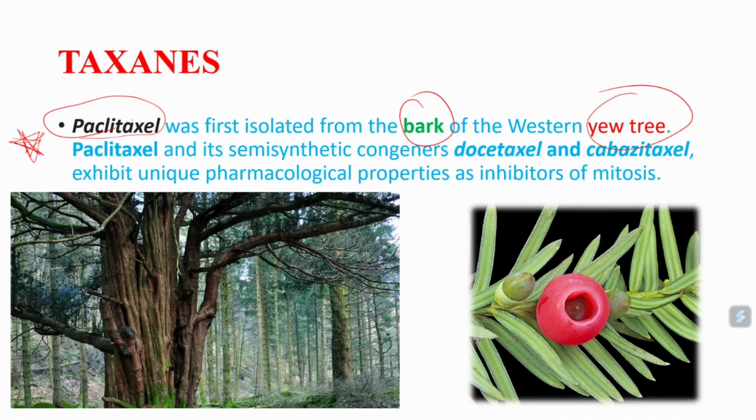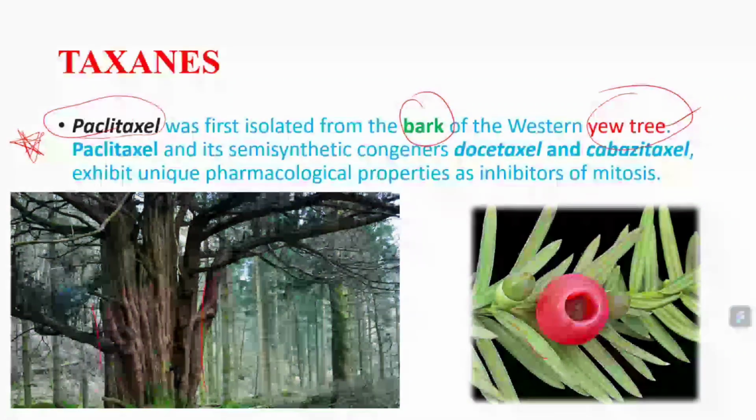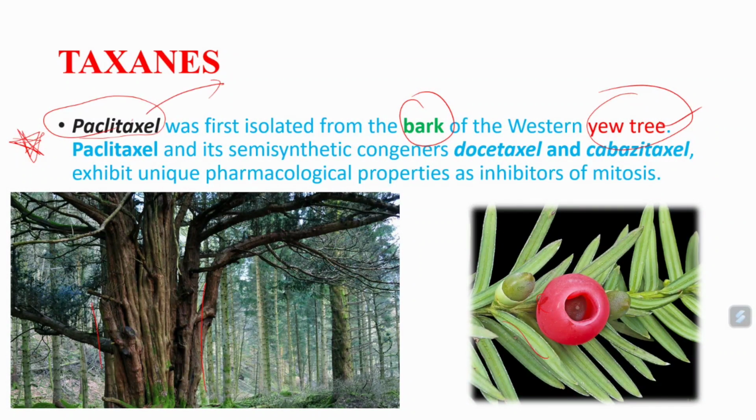So this is the a tree. From this bark it is obtained. This is the fruit and leaf of the a tree. Okay, and after paclitaxel, there are some more semi-synthetic compounds obtained.